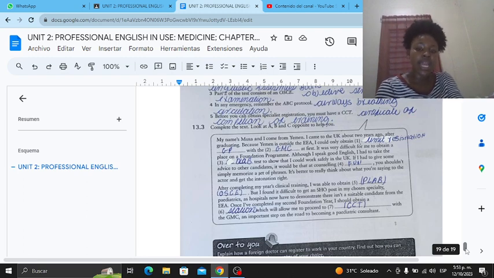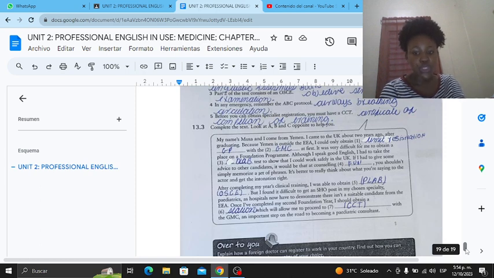My name is Musa and I come from Yemen. I came to the UK about 2 years ago after graduating, being a graduate from outside the EEA. When I registered with the GMC at first, it was very difficult for me to obtain a place on a foundation program. I also had to take the PLAB test to show that I could work safely in the UK.